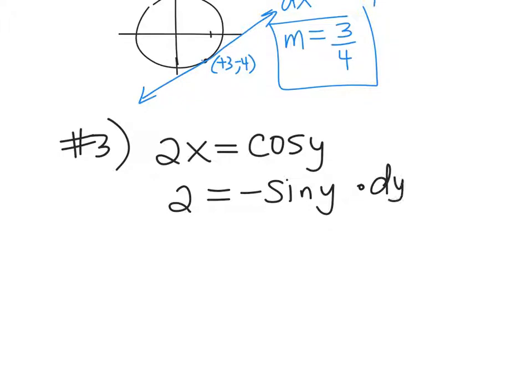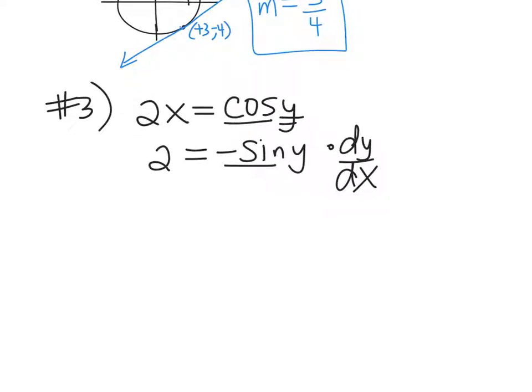Yes, times dy dx. Anytime you're taking the derivative with y in it, just put it on the end, even if you don't understand it. It is chain rule, though. It is. We took the derivative of cosine, which is -sine. Then we took the derivative of y, which is dy dx. You get that? The derivative of y is dy dx.